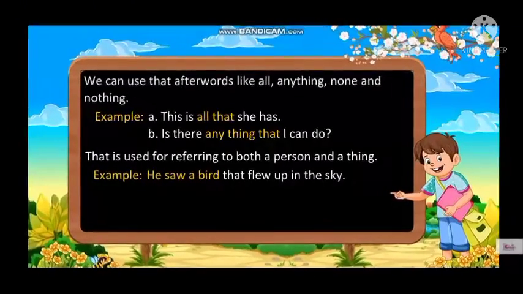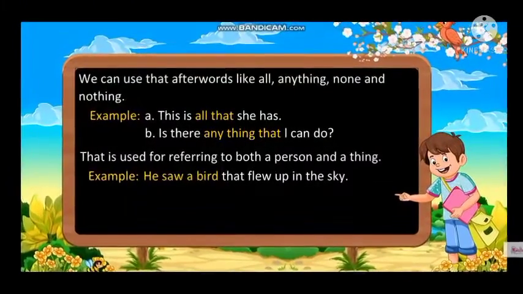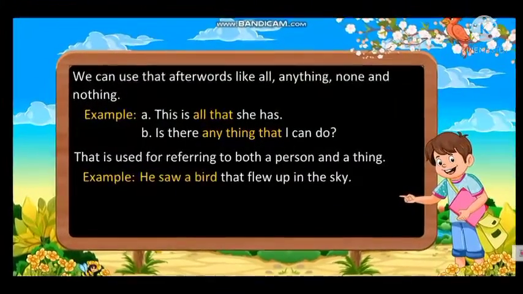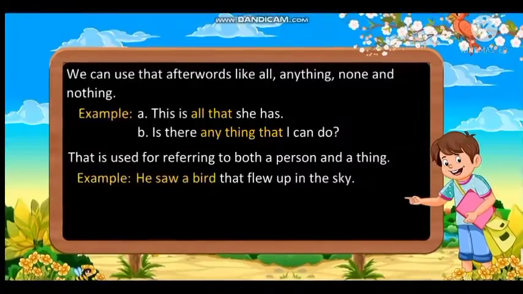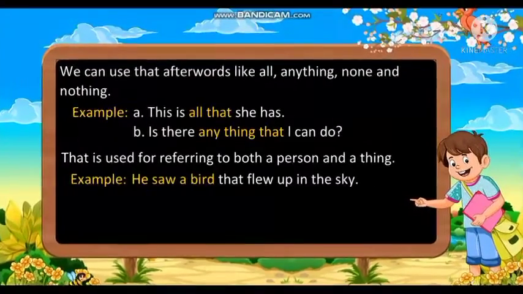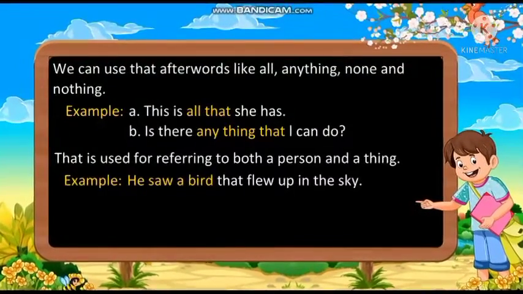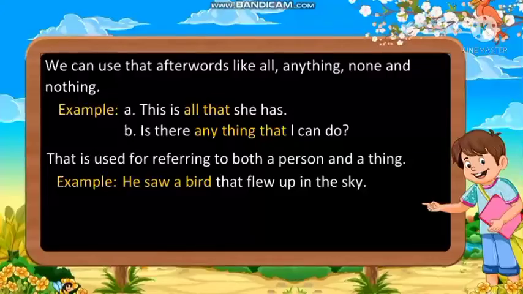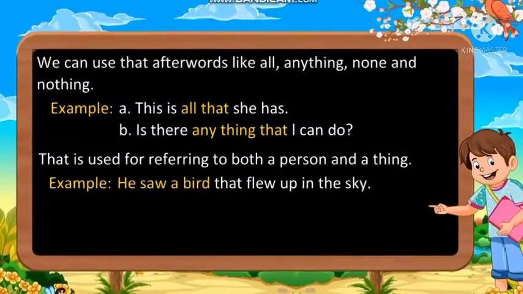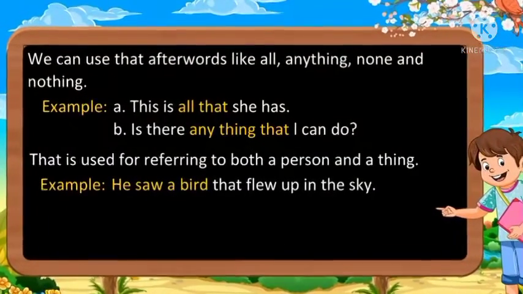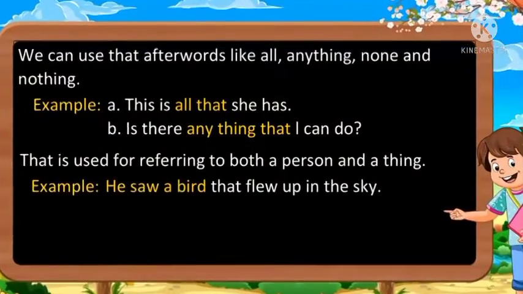See the next, we can use that after words like all, anything, none and nothing. Example, A, this is all that she has. B, is there anything that I can do? So that is used for referring to both a person and a thing. Example, he saw a bird that flew up in the sky.